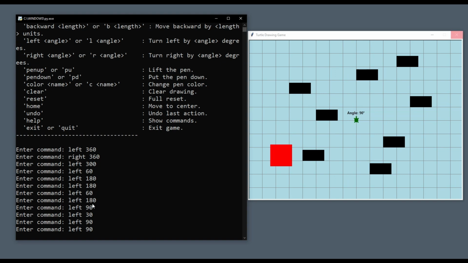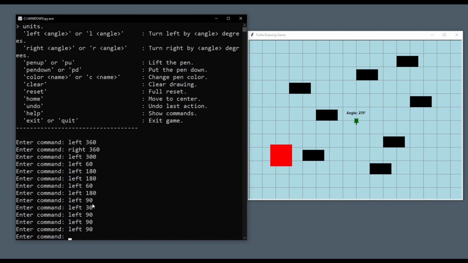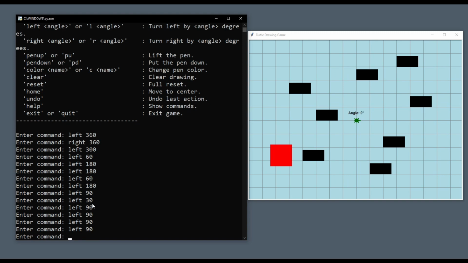Now if I have typed left 90 again, where will it turn? It will point towards the left. Then left 90. Now where will it turn? It will turn to its left by 90 degrees. So it will point down. Then left 90. So where will it point now? It's turning left, so it will turn towards the right of our screen. See, as simple as that.